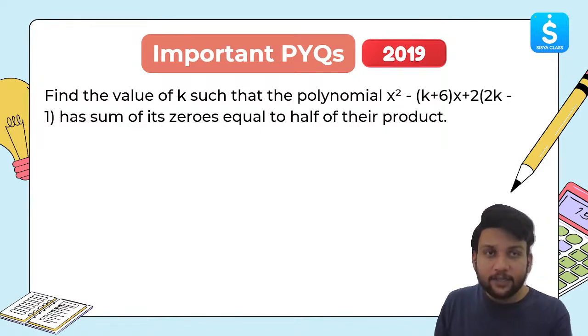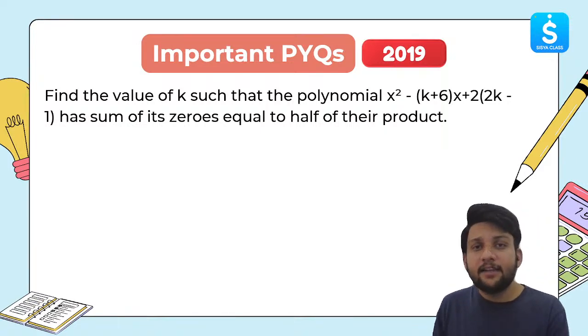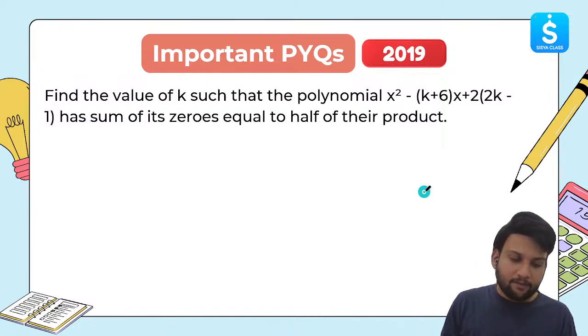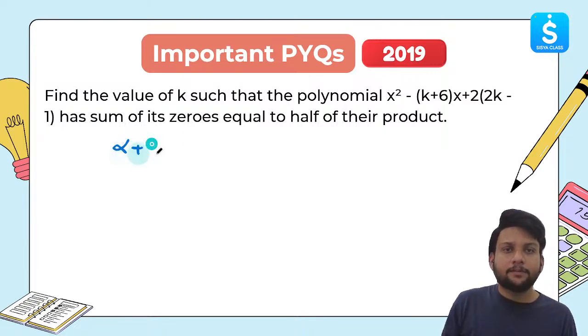Now, another question is we have to find the value of k such that the sum of its zeros is equal to half of their product. What is it trying to say, my dear students? It is saying that alpha plus beta should be equal to half of alpha beta.